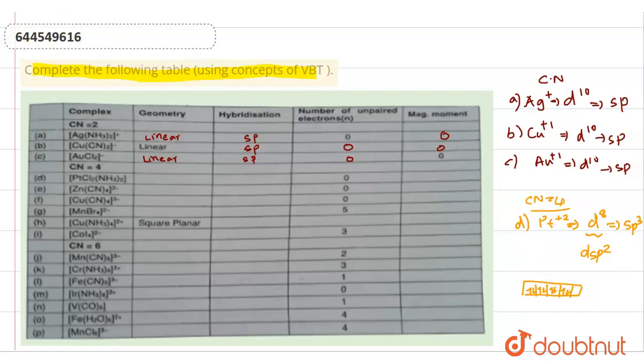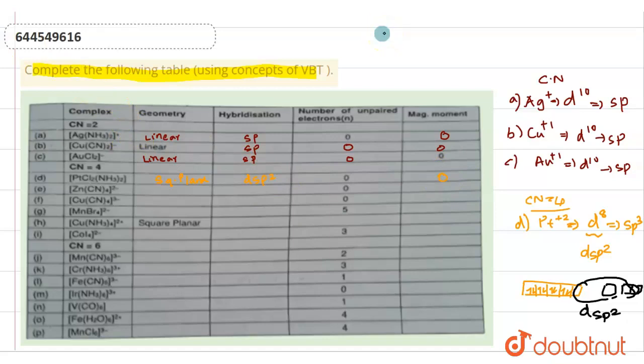So we have one empty d orbital here, and it will combine with s and p to form dsp2 hybridization. So it will basically be square planar. dsp2 means square planar, and it will have dsp2 hybridization. 0 unpaired electrons means 0 will be the n.